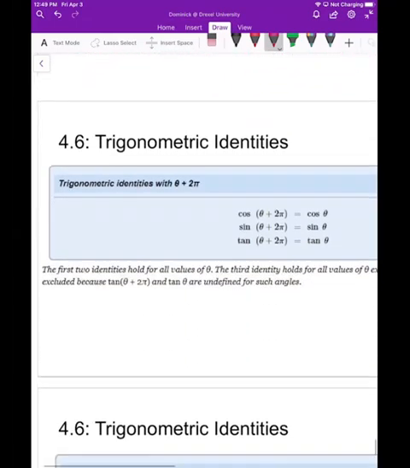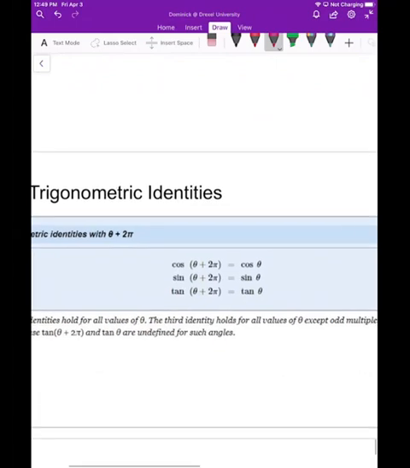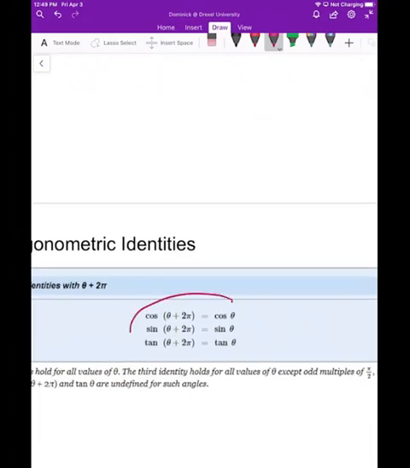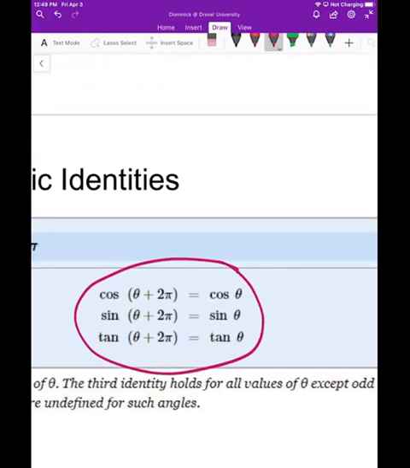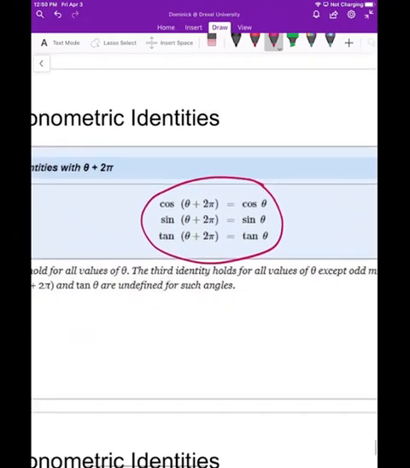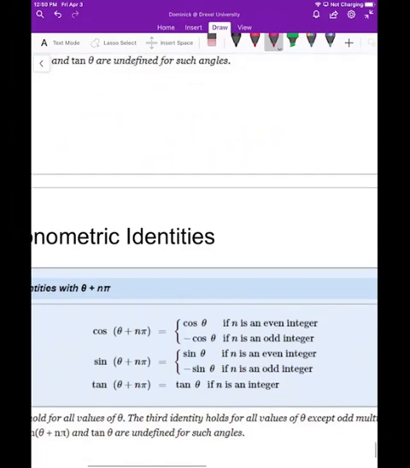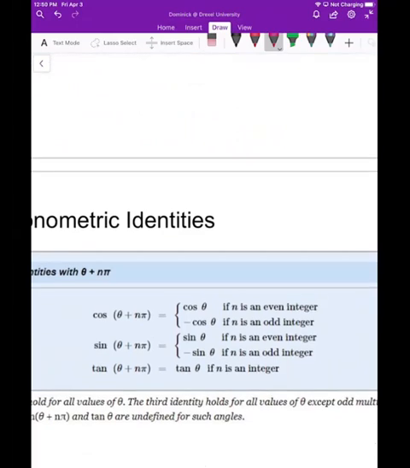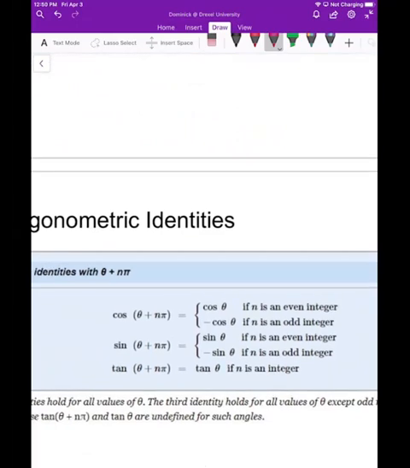Now, of course, the identities for 2 pi are easy to see because this is just adding one full rotation. And if you add a full rotation, you're back to where you started from. So there's not really much to show for that. But if you add 2 pi, just keep in mind that your trig functions will stay the same. And these are sort of the extensions if you add multiples of pi. If you add an even integer, you're back to where you started from, because if you add 2 pi or 4 pi or 6 pi, you're just completing multiple rotations.